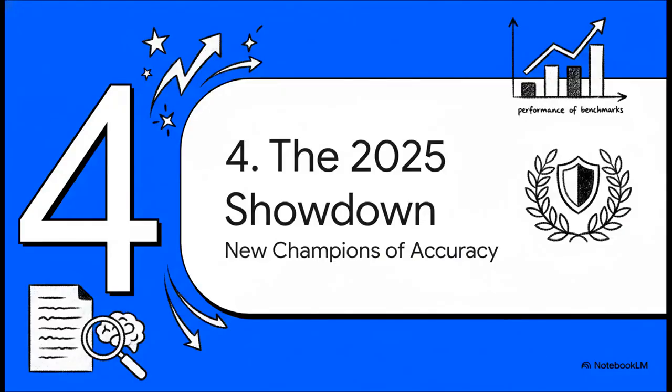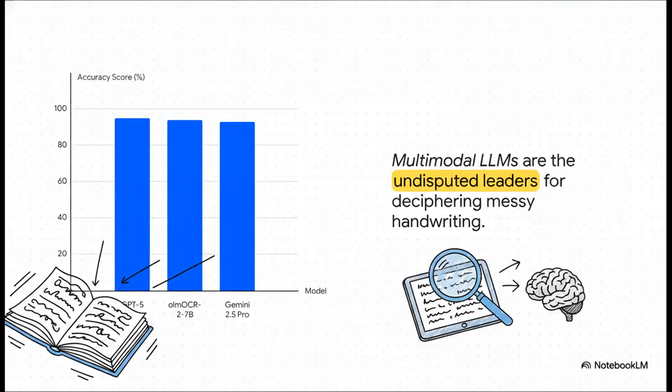Okay, so enough theory, let's get to the data. How does this new generation of tools actually perform? Well, the latest benchmarks are out, and we're seeing some clear new champions emerge. According to AIMultiple's huge benchmark, when you look at deciphering messy, cursive handwriting, the really tough stuff, the new multimodal LLMs are just in a league of their own. GPT-5 is hitting an incredible 95% accuracy, with models like OCR and Gemini nipping at its heels.